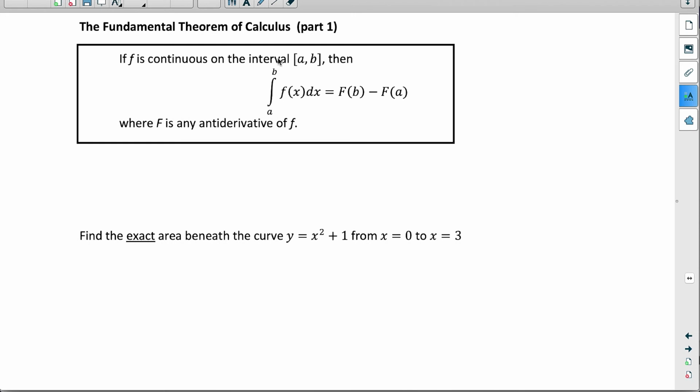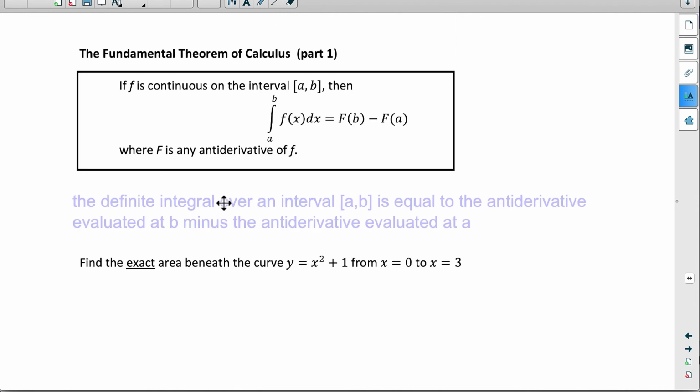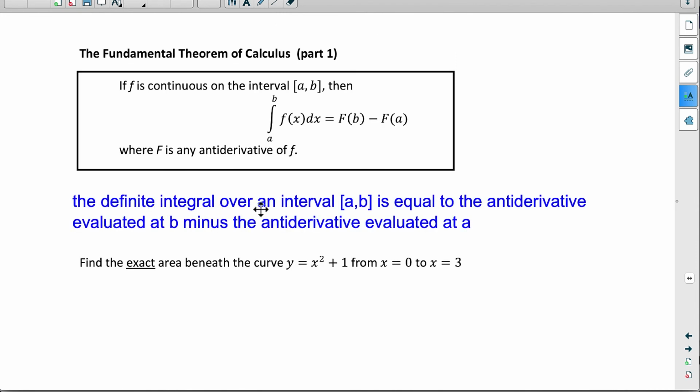If f is continuous on the interval, then all you need to do is get the antiderivative, plug in the upper bound, plug in the lower bound, and subtract them, and you've got the exact area beneath the curve. In other words, the definite integral over an interval AB is equal to the antiderivative evaluated at B minus the antiderivative evaluated at A.